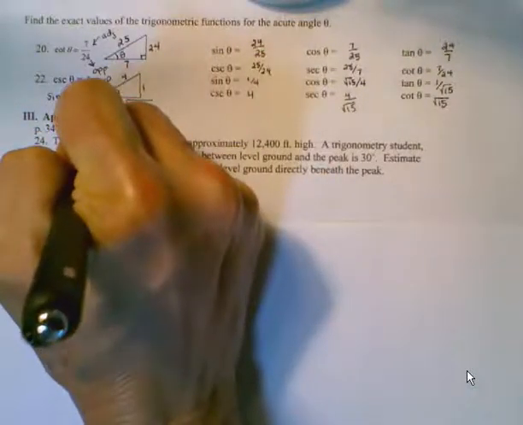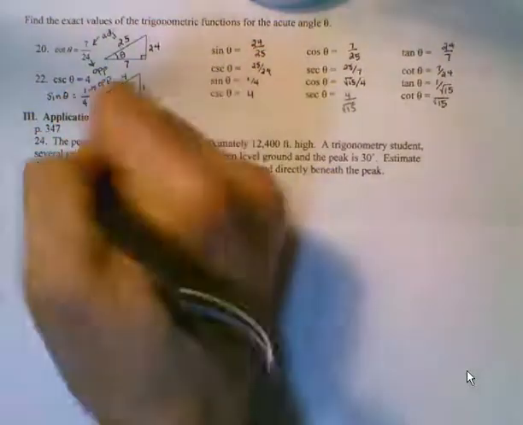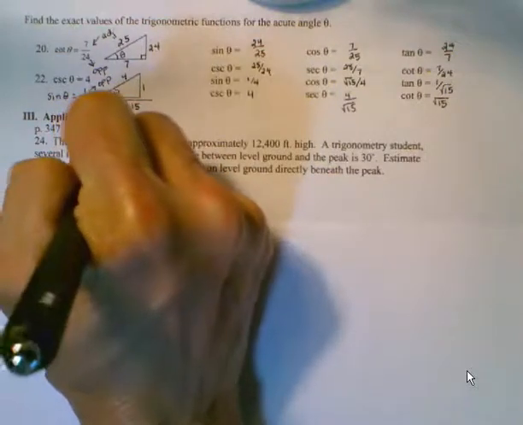Most of the trigonometric applications that we're going to do are pretty simple, straightforward. The hardest part is figuring out how to label a triangle. Number 24 says the peak of Mount Fuji is approximately 12,400 feet high. So I suppose this is the peak of Mount Fuji, and I'm going to label that 12,400 feet high.